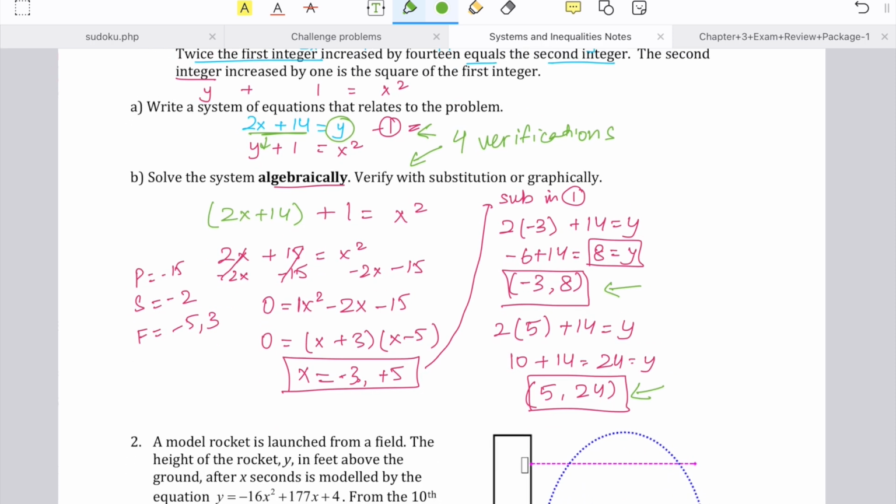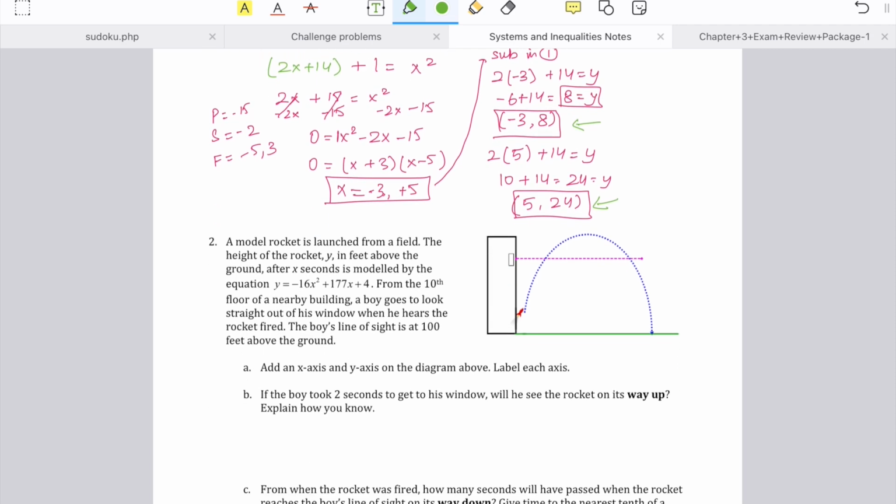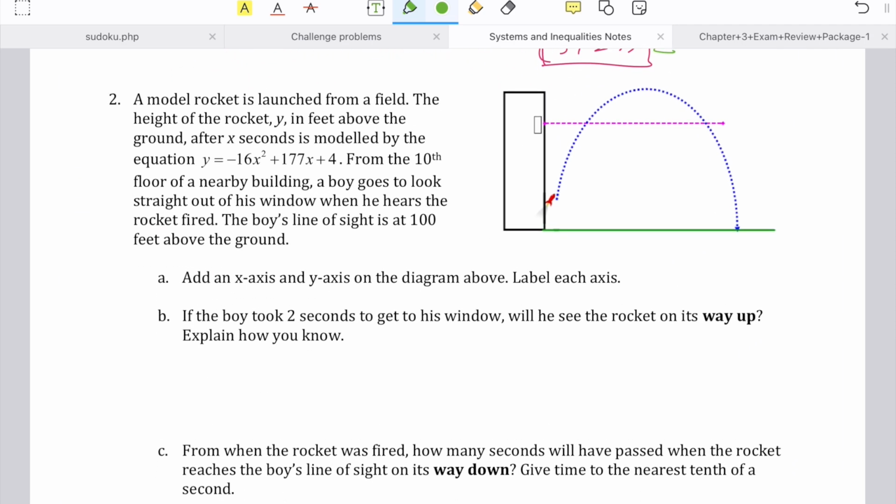Okay, let's do the next question. So a model rocket is launched from a field. The height of the rocket, y in feet above the ground. So y is the feet above the ground. So your y-axis would be the height, and x is seconds, so it will be time. X will be your time.